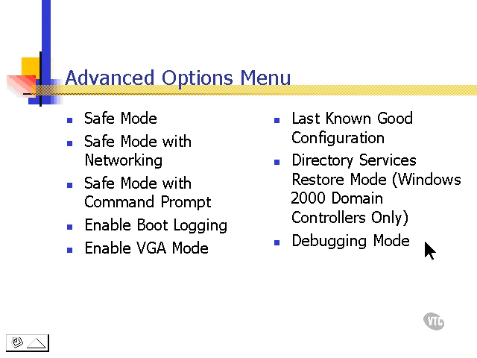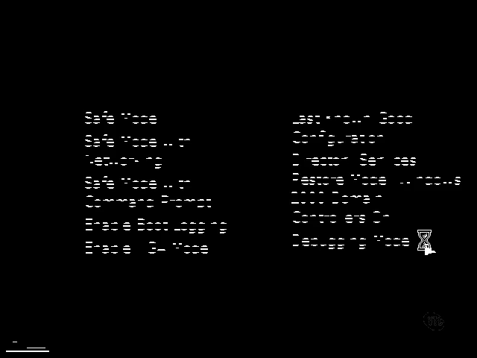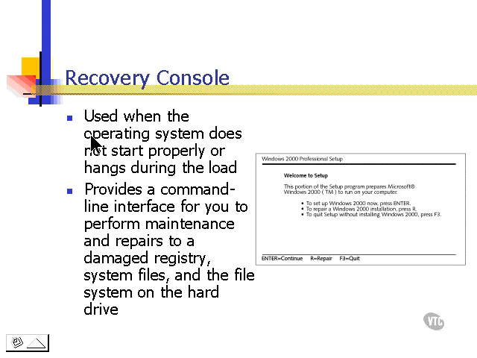We can also use the Recovery Console. Let's take a look at some of the features in the Recovery Console. The Recovery Console is used when the operating system doesn't start properly or when it hangs during the load, and it provides a command line interface for you to perform maintenance and repairs to a damaged registry, to system files, or to files on the hard drive.